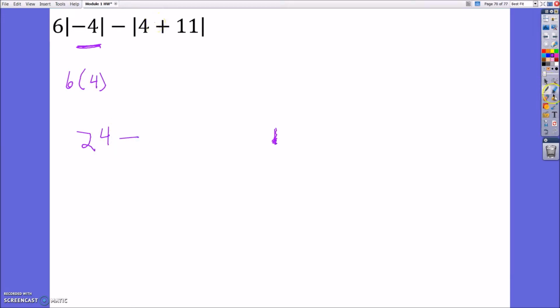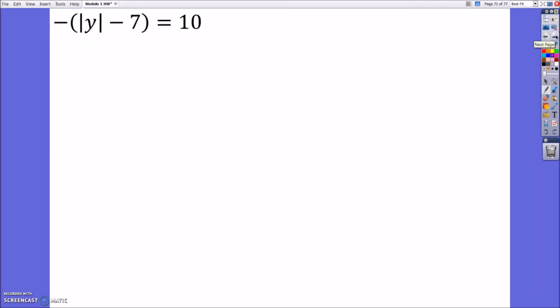Now remember, when we looked at orders of operations, absolute value is a grouping symbol. So we have to do everything inside here first. So 4 plus 11 is 15. So we're going to have 15. And the absolute value of 15 is just 15. So we're going to have 24 minus 15. And all I do is that, 24 minus 15, which is 9.